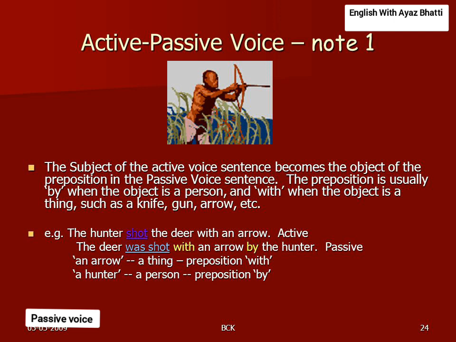For example, the hunter shot the deer with an arrow. Active. The deer was shot with an arrow by the hunter. Passive. An arrow, a thing, preposition with. A hunter, a person, preposition by.